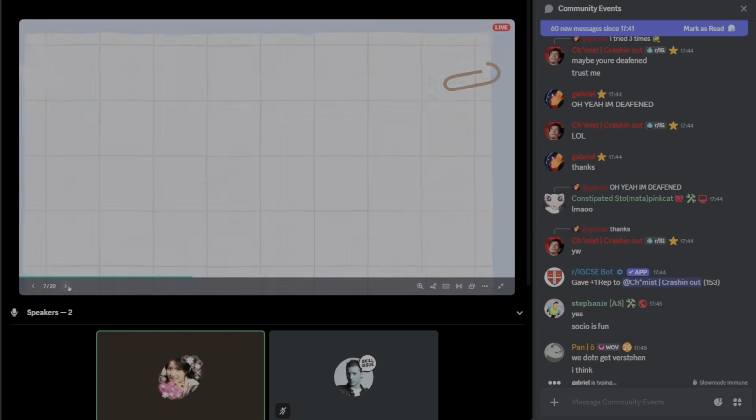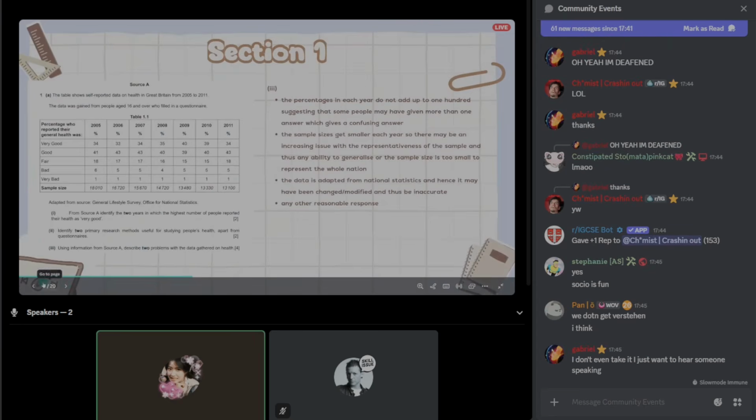Or just click again. Oh yeah, okay. Furthermore, the percentages in each year do not add up to 100. This is a small detail that no one really sees, but it is an answer. And it suggests that some people may have given more than one answer, which gives a confusing answer.